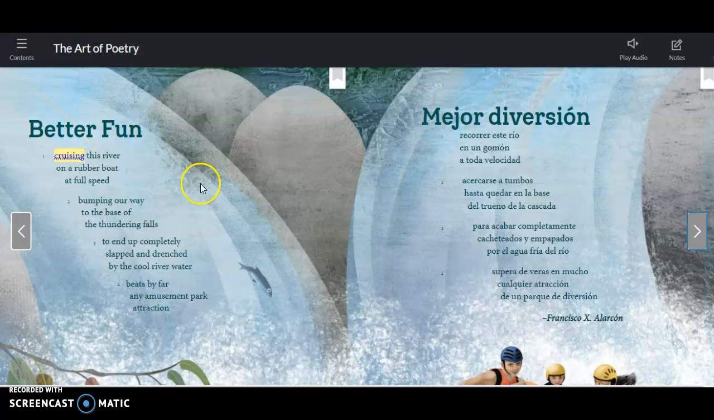And lastly, we're going to look at Better Fun. And for this one, we have quite a bit of one specific figurative language, which you are going to tell me in the next slide. So listen closely to see if you can find the personification. Cruising this river on a rubber boat at full speed, bumping our way to the base of the thundering falls, to end up completely slapped and drenched by the cool river water, beats by far any amusement park attraction. So we have lots of imagery here, but where's our personification? You are going to tell me that on the next slide.